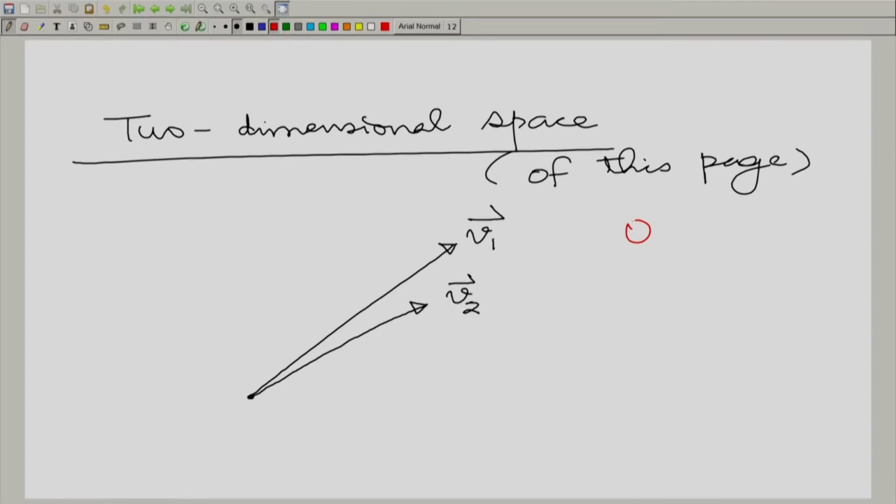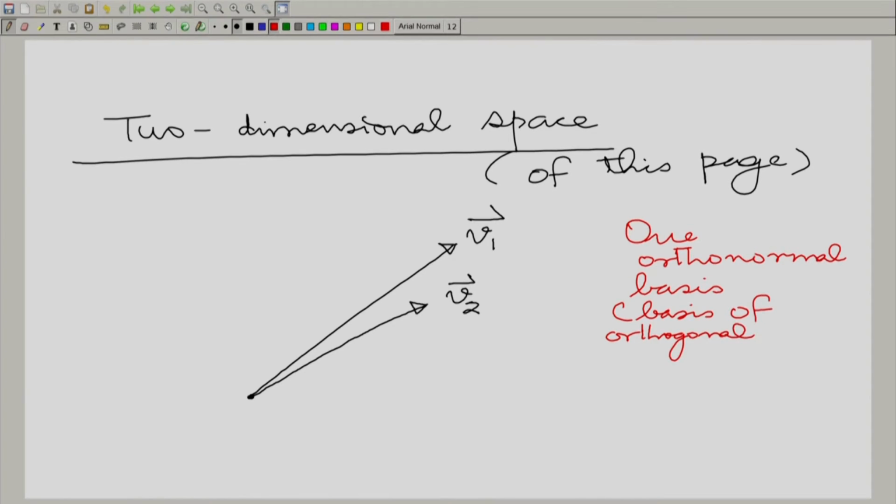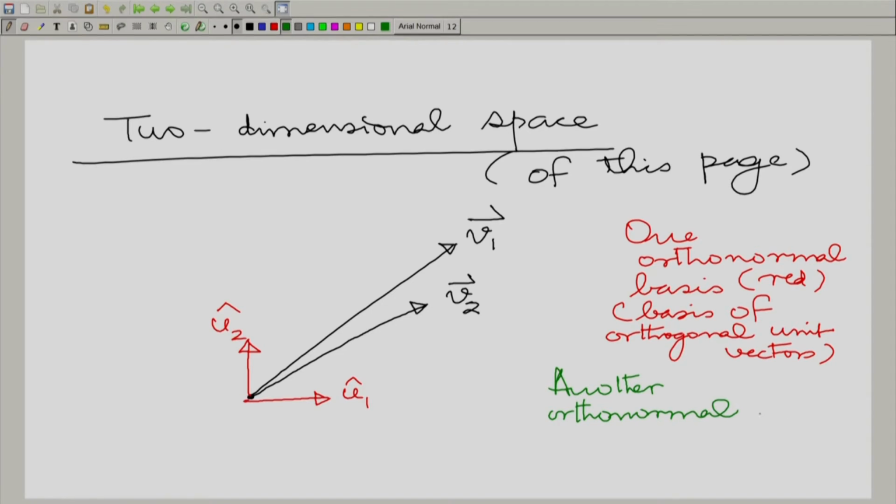And I can draw two bases. One basis I will show in red, one orthogonal or orthonormal basis. What is an orthonormal basis? A basis of orthogonal unit vectors. What is a basis? A collection of vectors which spans that space. That means the linear combinations of which would create all the vectors of that space. So, let me draw one orthonormal basis in red, u1 cap, u2 cap, and let me draw another orthonormal basis in green for the same space. Let us call it u3 cap, u4 cap.